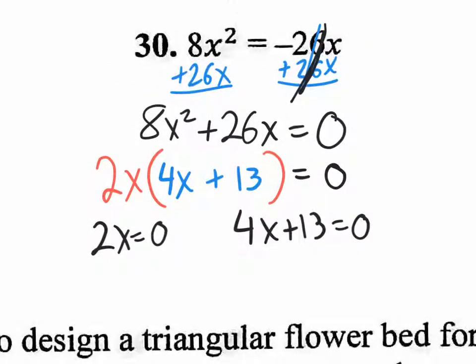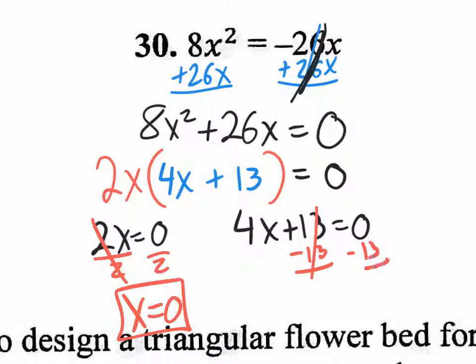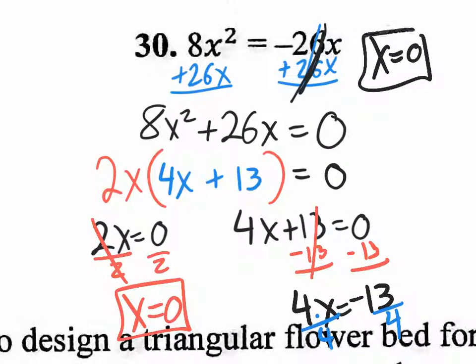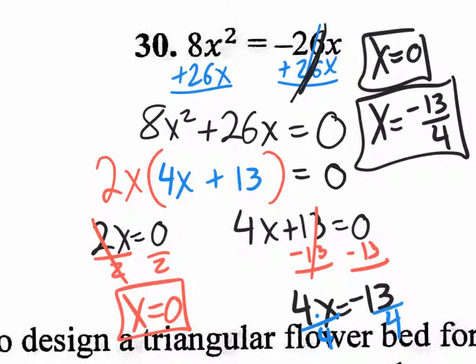And then I solve both. Divide by 2, divide by 2, x is equal to 0, that's one answer. Minus 13, minus 13. I'm going to end up with 4x equaling negative 13. That didn't work out that nice, but that's okay. Divide by 4, and your other answer will be negative 13 over 4. It's okay to get fractions as answers. So your two answers are x equals 0, and x equals negative 13 over 4. I guess you could write that as a mixed number, negative 3 and 1/4. But I believe on the back of your notes that I handed out a couple of days ago, it left it as an improper fraction, negative 13 over 4.